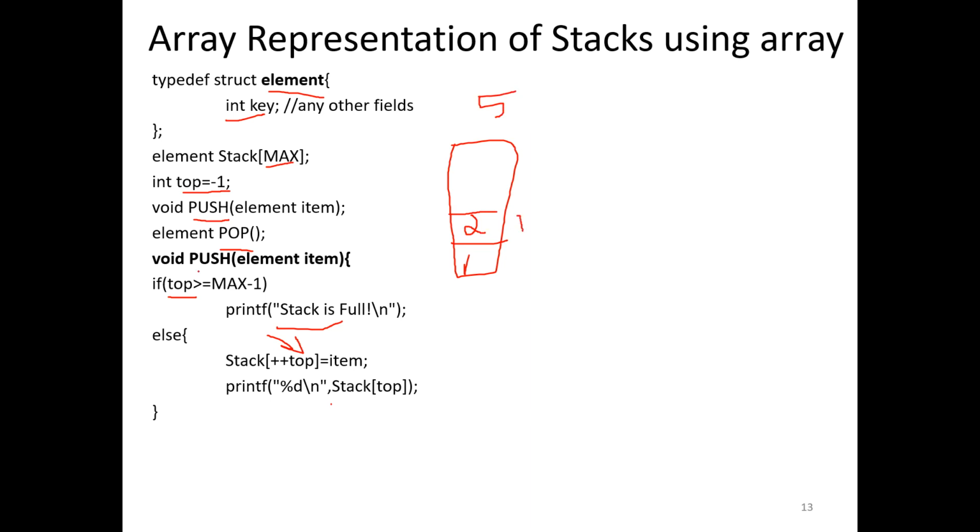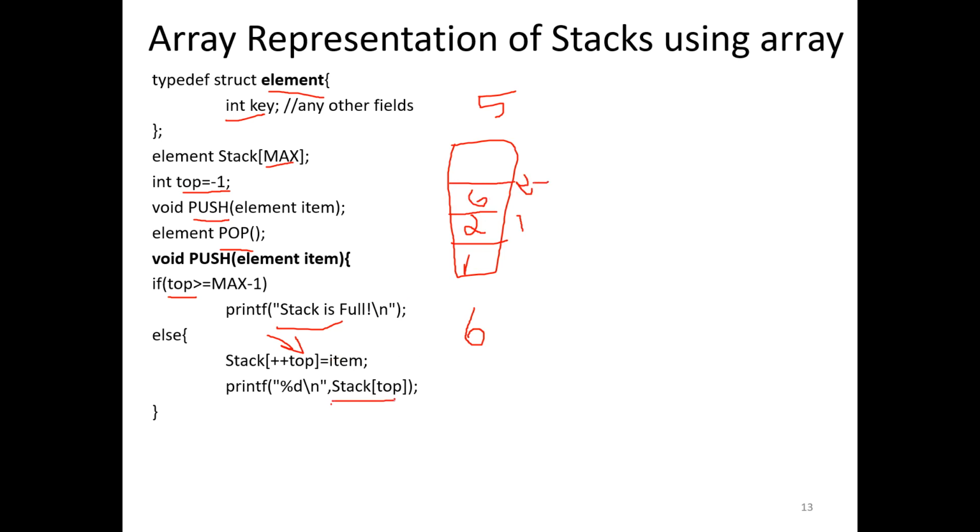Before this push operation, the new element to be inserted or pushed is 6. Check it. Top value is 1. Is it equal to max minus 1? Max is 5, 5 minus 1 is 4. Is it 4? No. The stack is not full. Increase the value of top. Plus plus top. Top becomes 2. In that place, the item to be inserted, that is 6, insert it. Okay. Top is updated. Item is inserted.